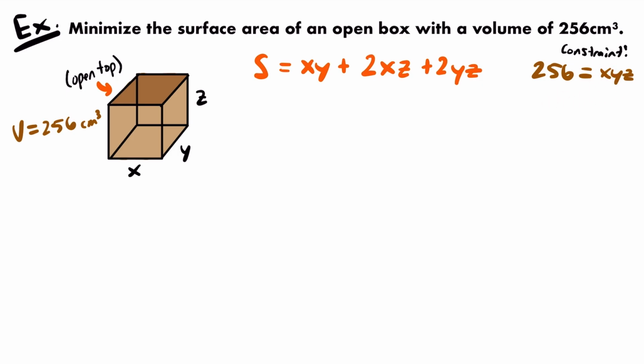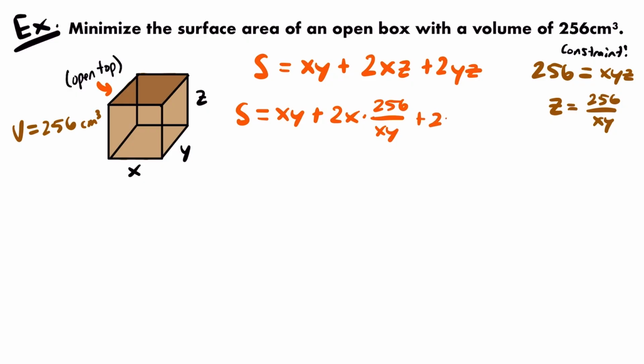Okay, so to solve for z, we would want to divide both sides of the equation by x times y, and that will give us that z is equal to 256 divided by xy. And so substituting that in for z in these 2 places in this formula, we find that s is equal to xy plus 2x times z, so we have 256 divided by xy, plus 2y times z, which is 256 divided by xy.